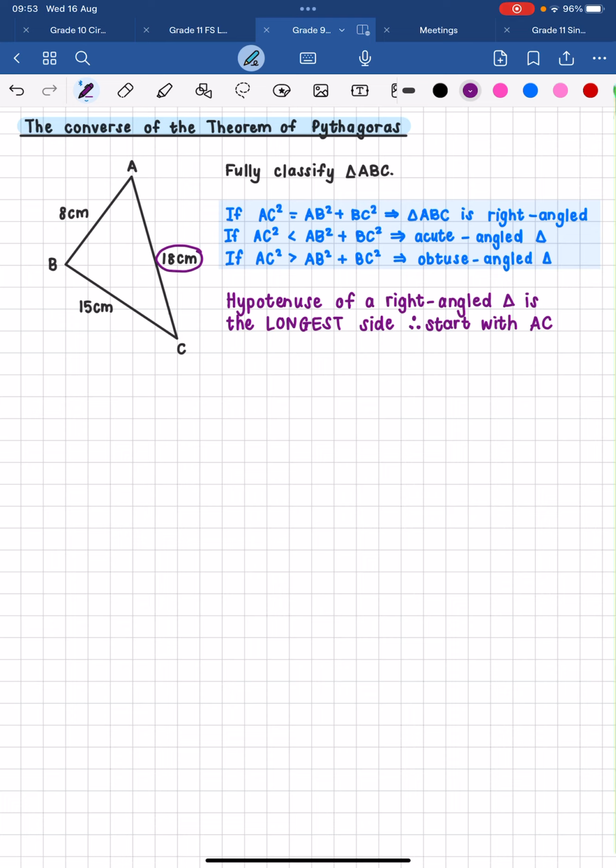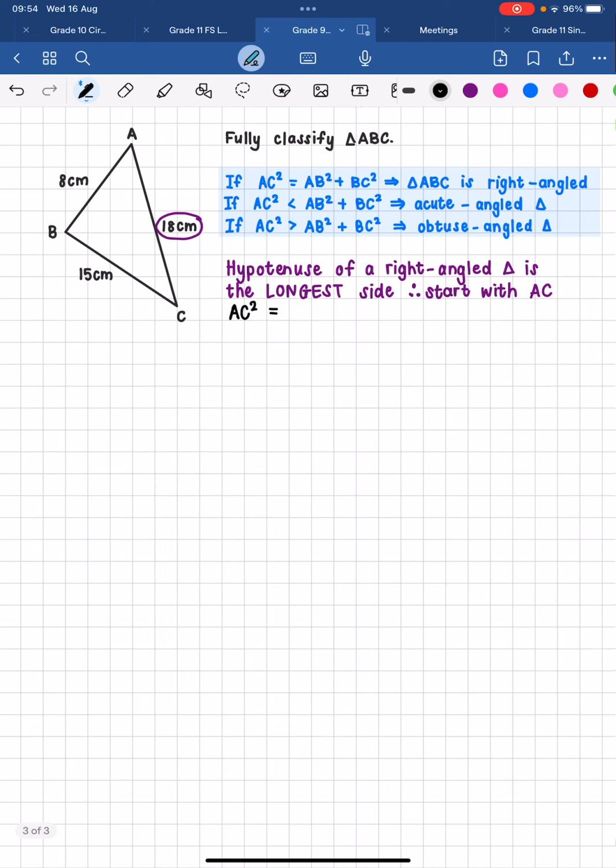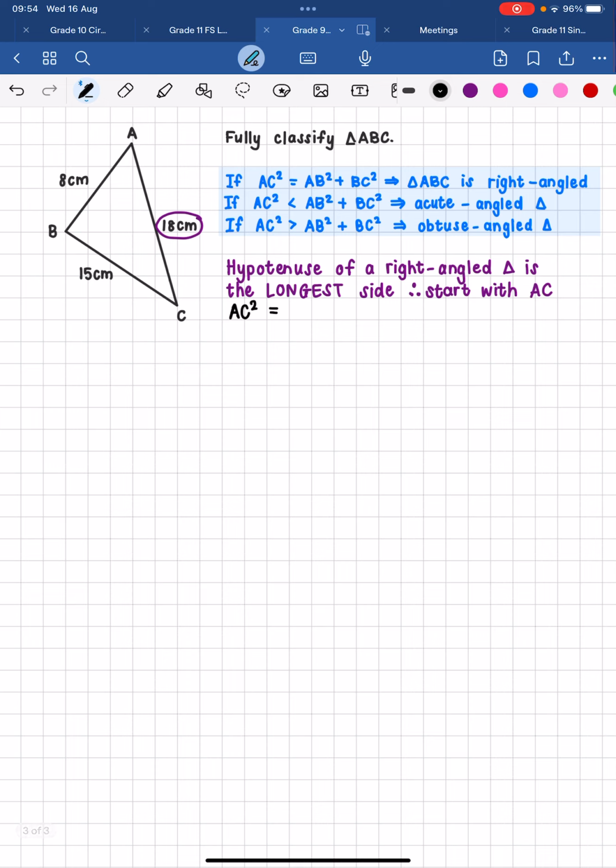And guys, what you're going to do is you are going to square that side and work out what that value is. Okay, so we're going to say AC squared is equal to, I'm not going to write that it's equal to AB squared plus BC squared because I don't know if it is. Okay, it might be, but I don't know that it is yet. So we are actually going to calculate that side squared. So we're going to say 18 squared, right, which is what? 324.